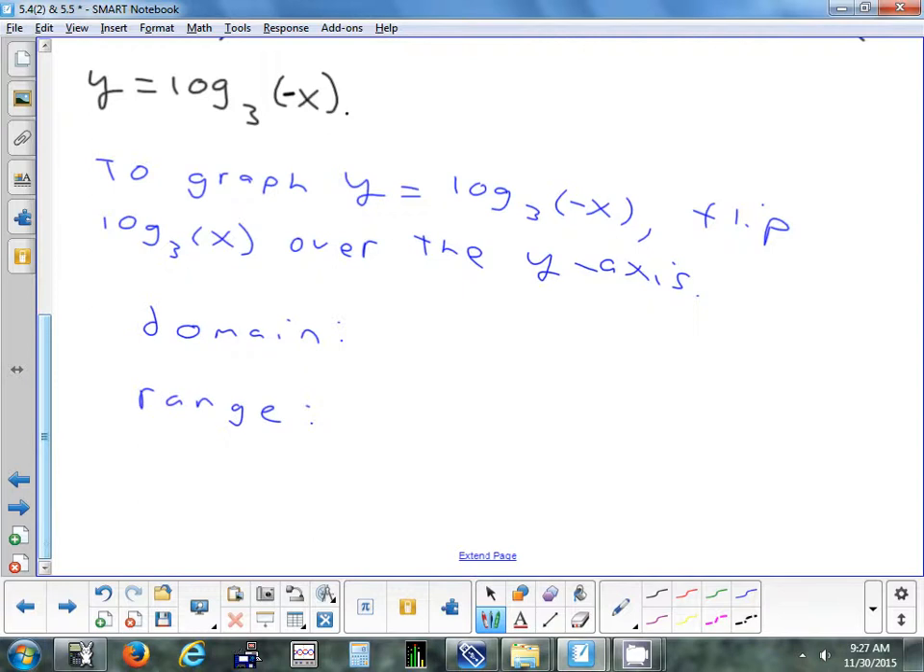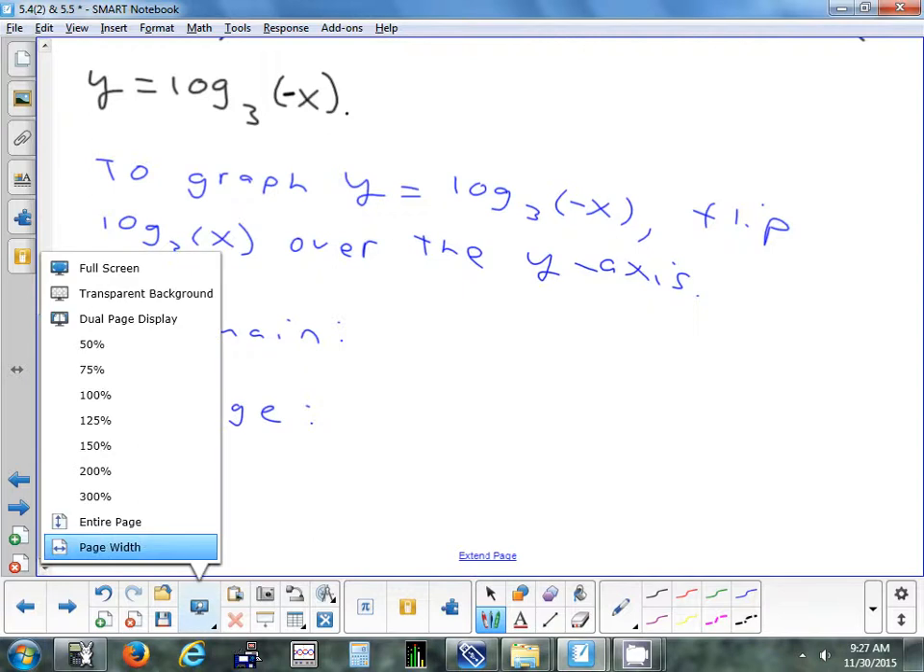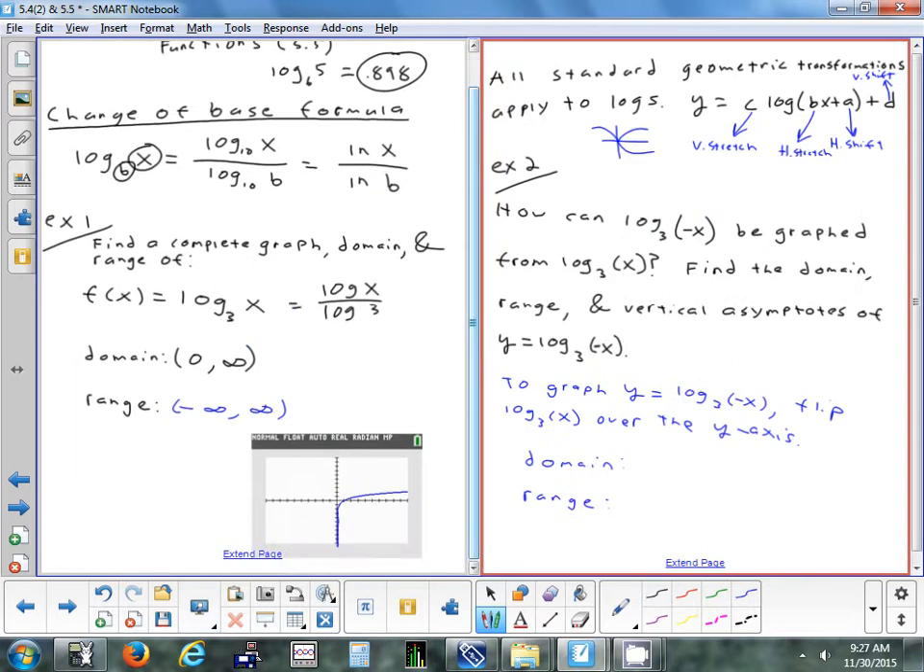Well, if you remember what the domain and range was before, your graph now is flipped. It's going the other way. So what would my domain be? Zero to negative infinity. Yep. So just imagine it going that way. So it's negative infinity up to 0. Do we include 0? No. You can't take the log of 0. That's undefined.